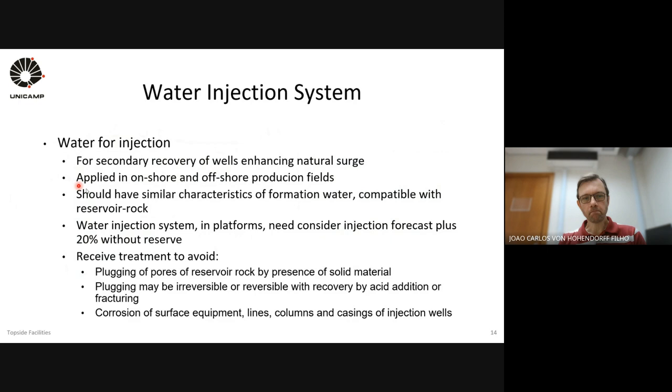What is important to consider in terms of this water? What is important in terms of the environment? The water for injection needs to be similar in terms of chemical characteristics and others to the formation water. It needs to be compatible with the reservoir rock, because depending on the solids present in this water, we can have some chemical interactions with the reservoir rock. So the idea is we need to minimize this kind of interaction. Okay, so that is the point. We need to have similar characteristics.